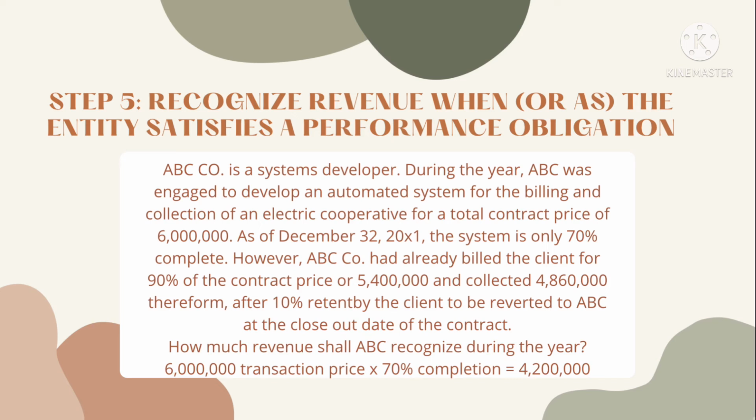So, 6 million is the transaction price times 70% completion. So, ang sagot ay 4,200,000. Why? Because the progress billings and collections on those billings do not affect the measurement of progress.